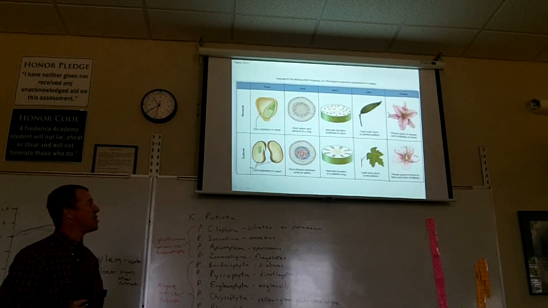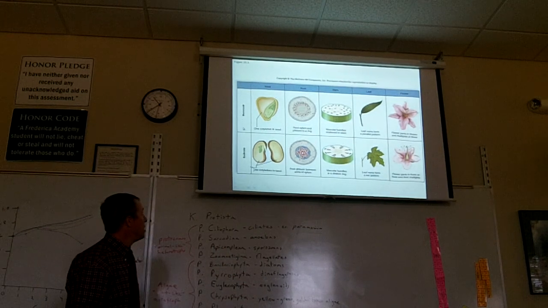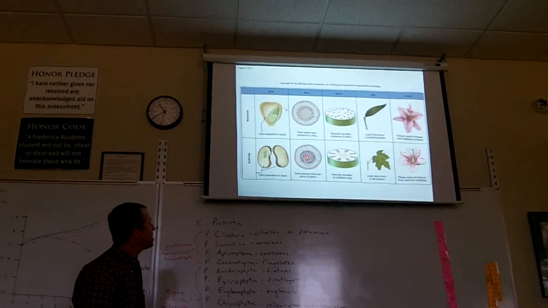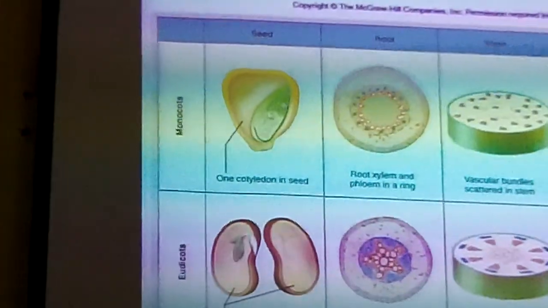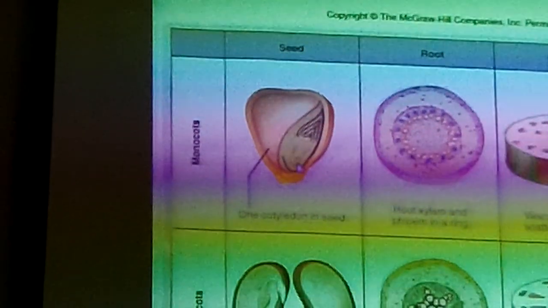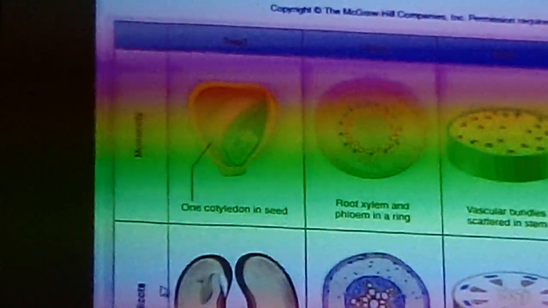There's actually two major groups of flowering plants. There's monocots and what we call eudicots. When we say cots, we're talking about the cotyledon, which is the little seed leaf. This is a corn plant, which is a monocot, and inside the seed there's a little leaf. We call it a cotyledon, or seed leaf. Monocots have a single cotyledon, and eudicots have two cotyledons.